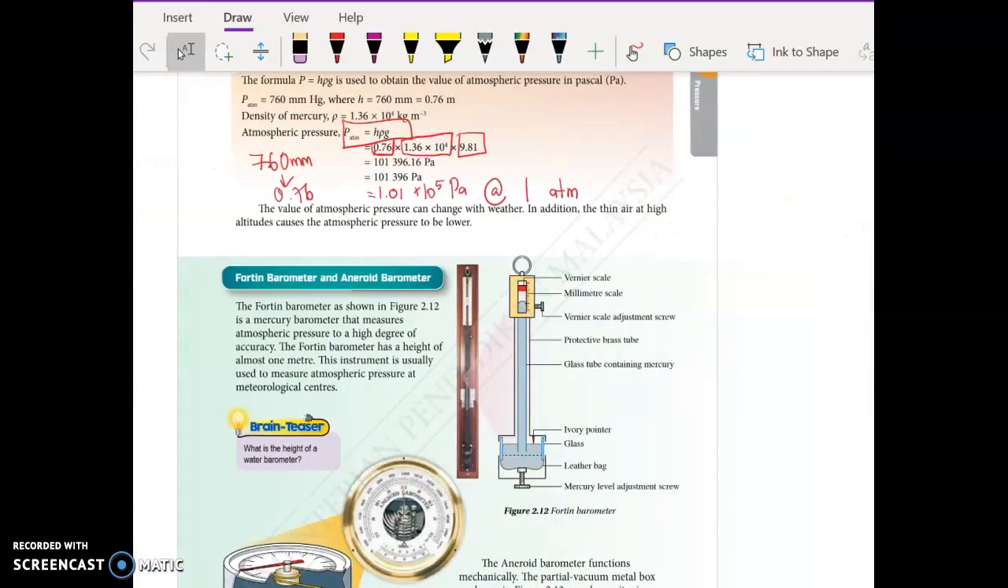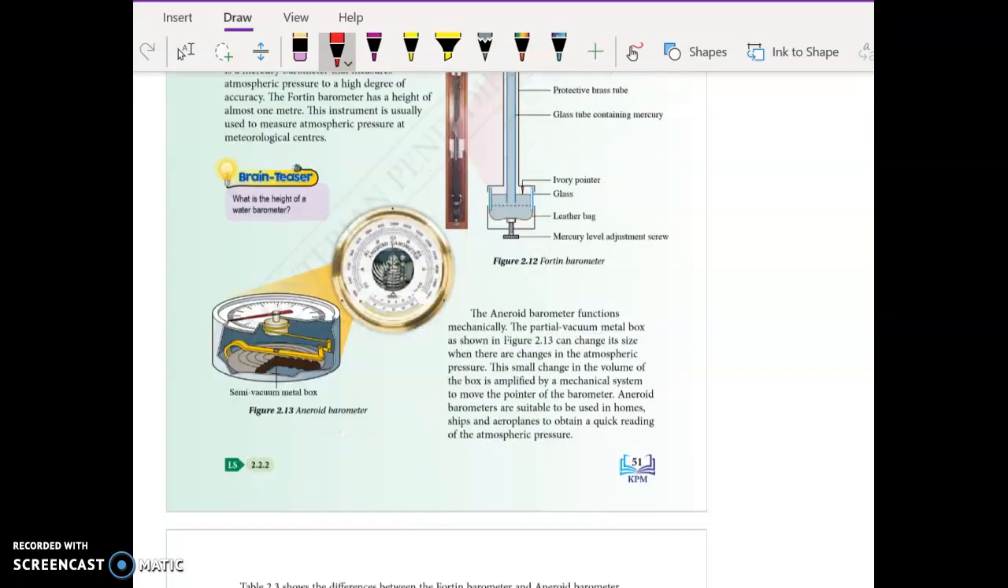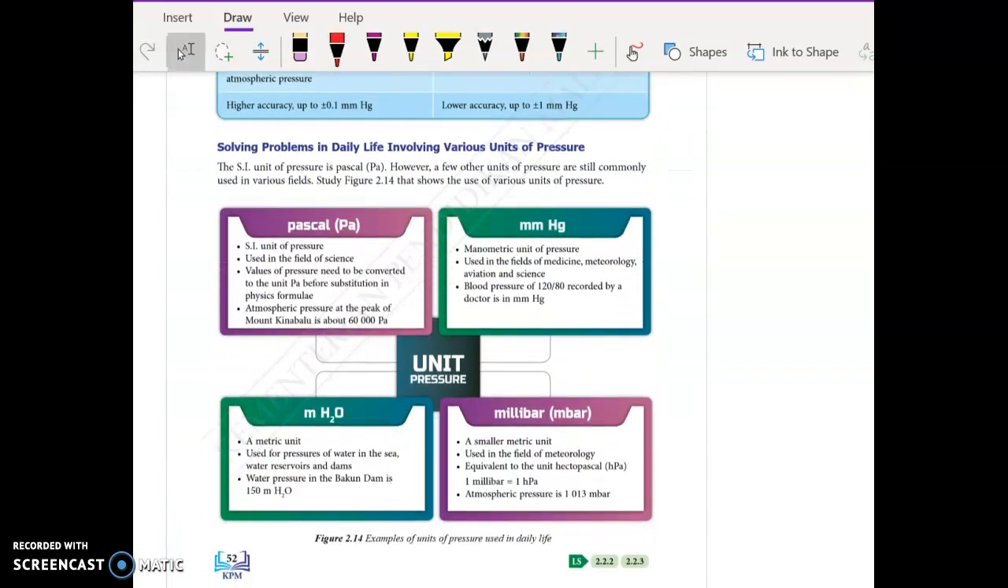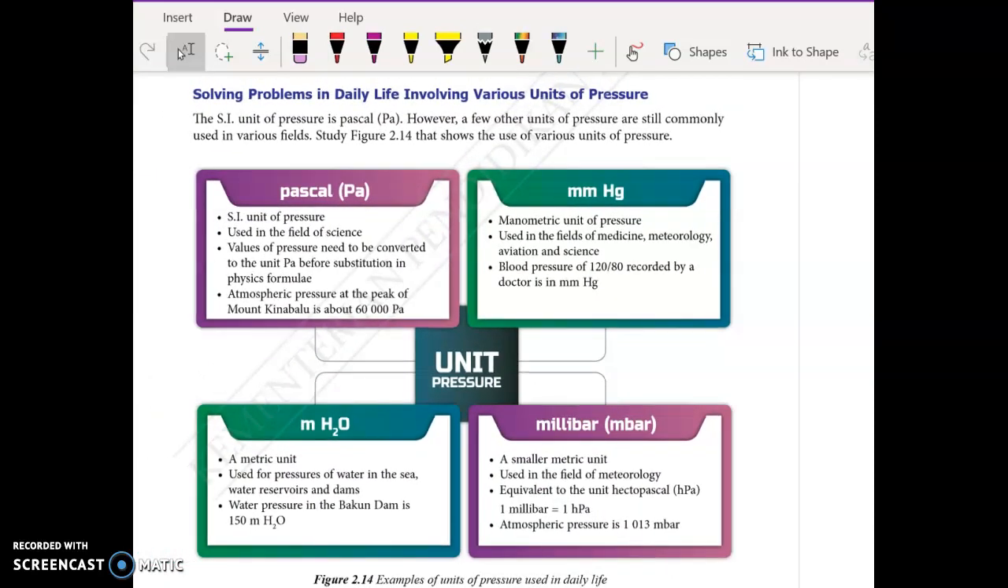Okay, so another instruments that we can use to measure atmospheric pressure are the barometer and aneroid barometer. I'm leaving that for you to present. Okay, so here, solving problems in daily life involving various units of pressure.